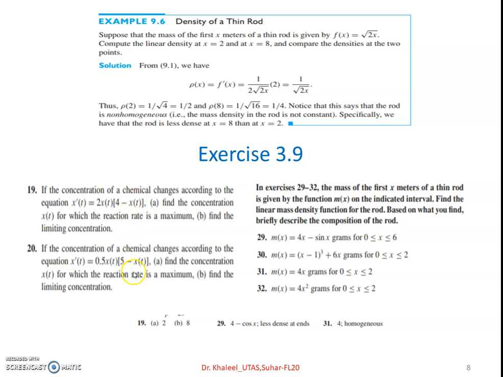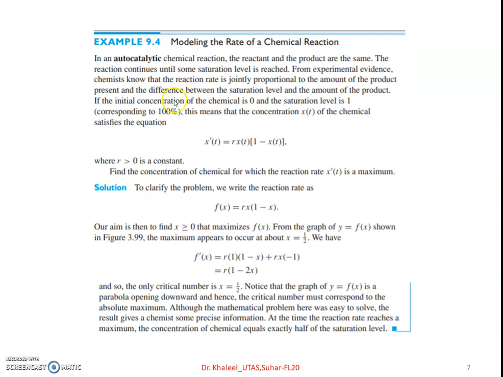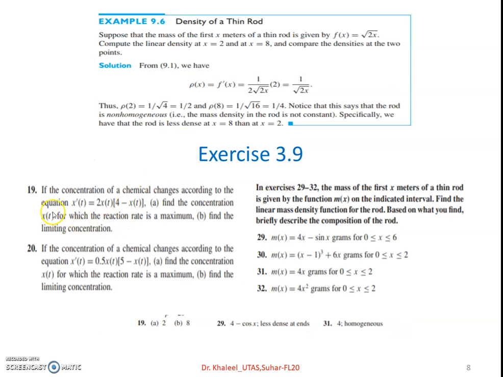Here are the examples on this, the same example. The only difference here is that, along with finding x for which the reaction rate is maximum, you need to find the limiting concentration. That is, after you find this x value, substitute it here so that you get the limiting concentration. That's the extra thing here. The answer is given here. Check it here. First find x for which this is maximum, and put that value of x here, and that will give you the limiting concentration.